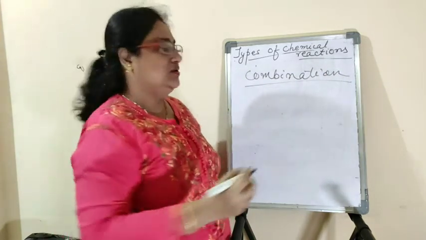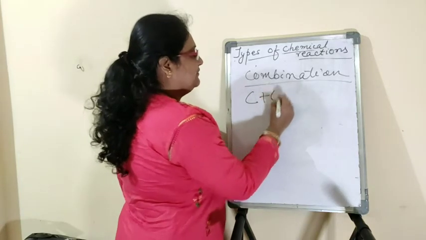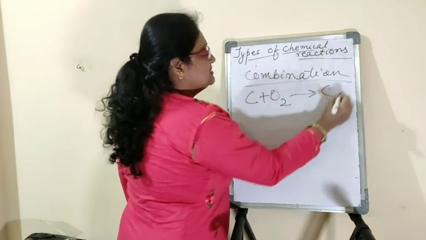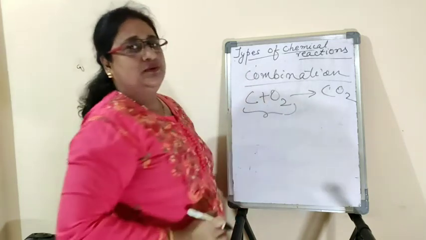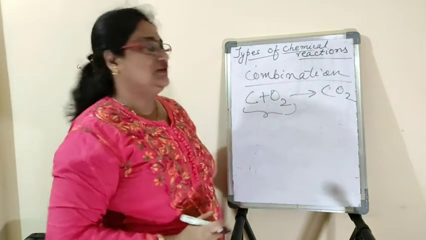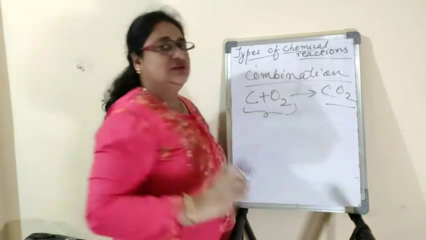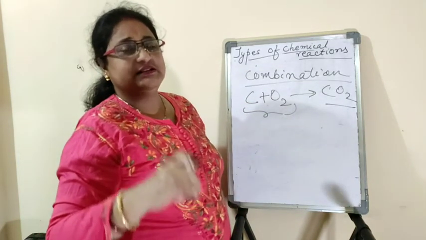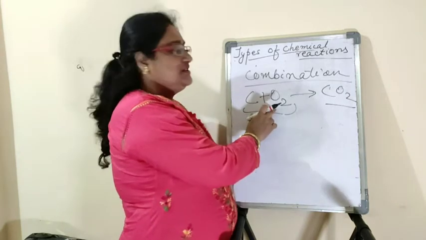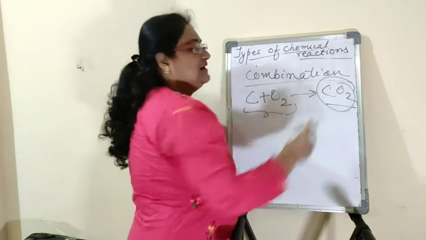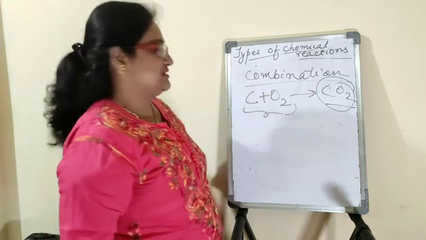As we all know, carbon reacts with oxygen to form CO2. Here the reactants are 2. 2 reactants are reacting with each other to produce a single product. So the reaction in which 2 or more reactants react with each other to produce a single product is known as a combination reaction.